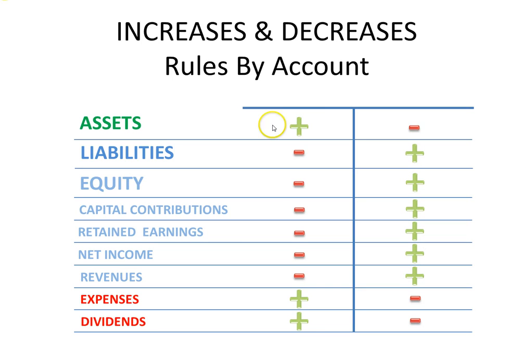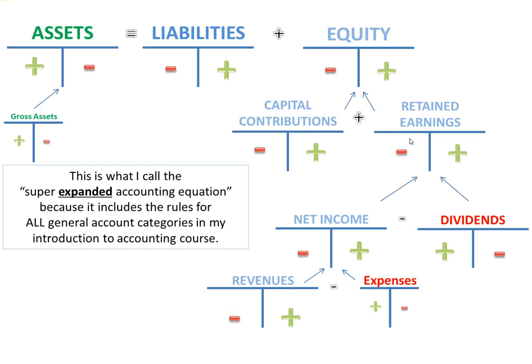So what you can see is, although the debits are all here, some debits increase the given account and others decrease. And the same goes for the credit side. This is what I call the super expanded accounting equation because it includes the rules for all general account categories in my Introduction to Accounting course.